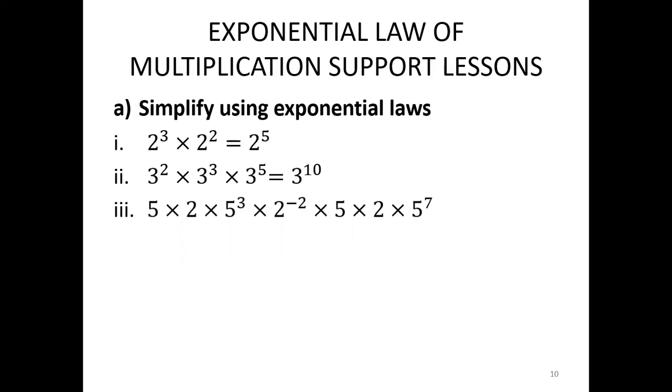We'll have 5 to the exponent of 1 plus 3 plus 1 plus 7, and 2 to the exponent of 1 minus 2 plus 1. 5 will end up having an exponent of 12. 2 will have an exponent of 0. Your answer will be 5 to the exponent of 12. You can put that into your calculator to find out how much that will give you.